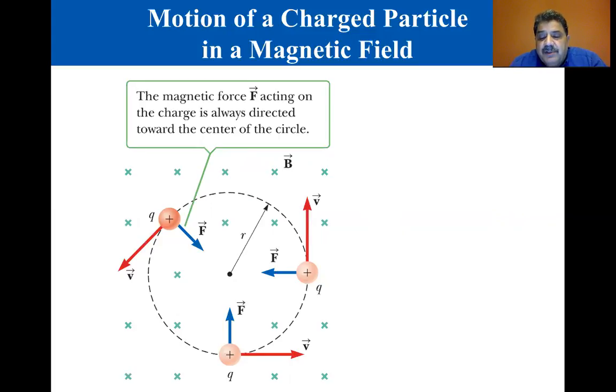Because F produces the centripetal acceleration, we can equate its magnitude, qvB in this case, to the mass of the particle multiplied by the centripetal acceleration, v squared over r. We can use Newton's second law to write the equation shown. Force equals qvB equals mv squared over r.